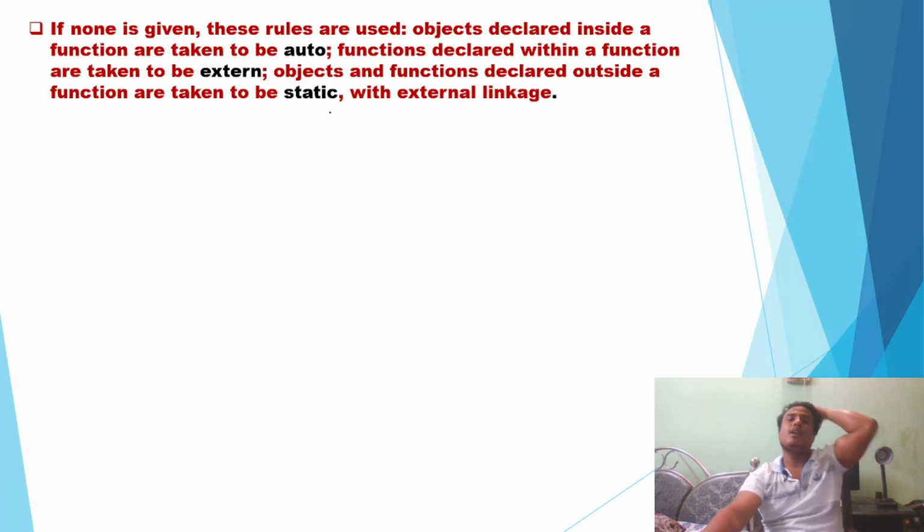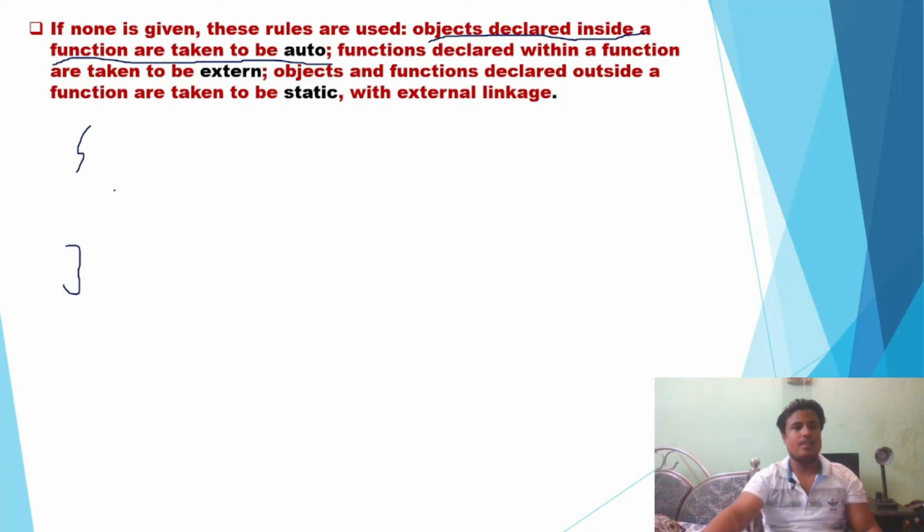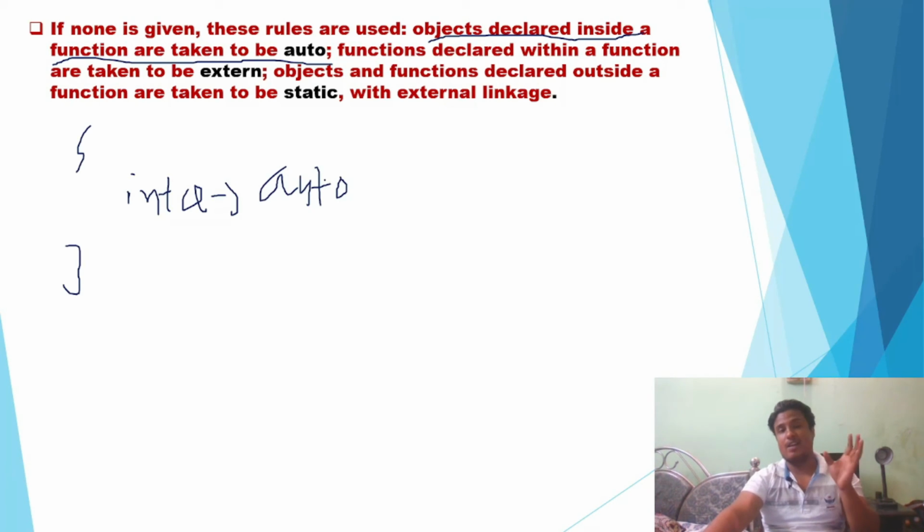Suppose none is given. What does that mean? No static, extern, auto, or register is explicitly defined here. So what are the rules that will apply? The first rule is that objects declared inside a function are taken to be auto. So if a variable is declared inside a block or function, it will be treated as auto. Suppose there's a variable and nothing is mentioned, it will automatically become an automatic variable. I'm mistakenly saying automated every time, please correct it. So it is an automatic variable, and a function declared within a function. So what does this mean?